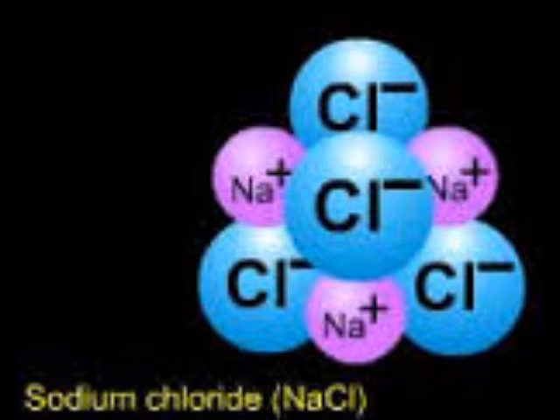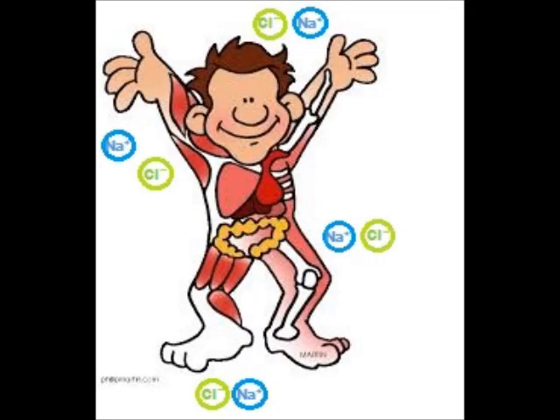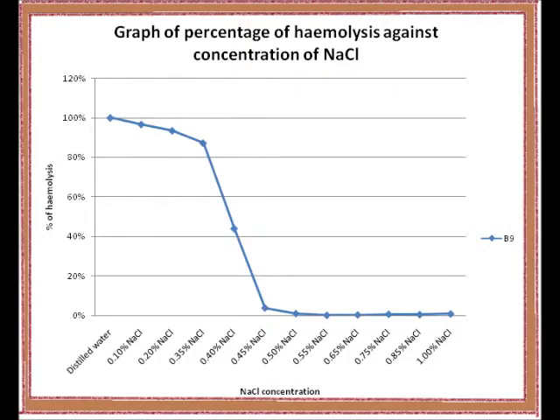In this section, the experiment is carried out using different concentrations of sodium chloride, NaCl. NaCl is a common salt of sodium that is present in all tissues and important in maintaining the electrolyte balance of the body. From the graph plot, the percentage of hemolysis is decreasing with the increasing concentration of NaCl.